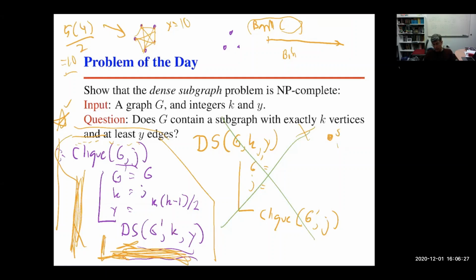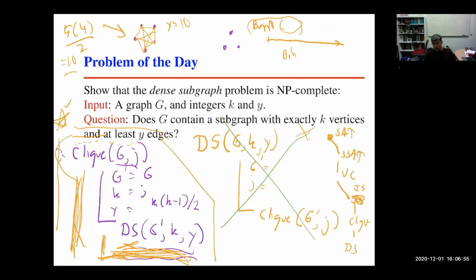SAT sits at the top of the tree. 3-SAT is down here. From 3-SAT we did, I believe, vertex cover. From vertex cover we did independent set. No, we did clique. No, I think we did independent set. From independent set, we did clique. From clique, we just did densest subgraph, right?